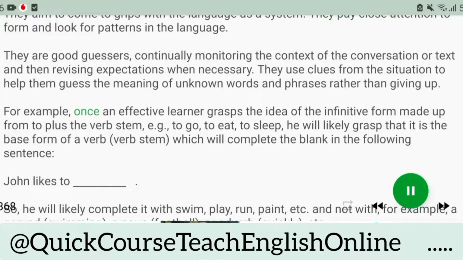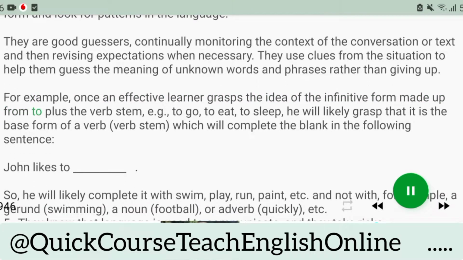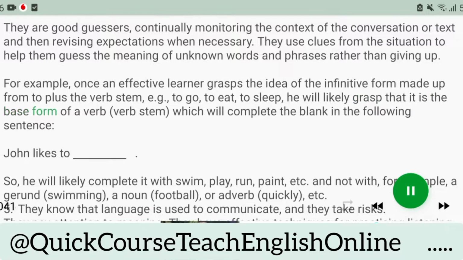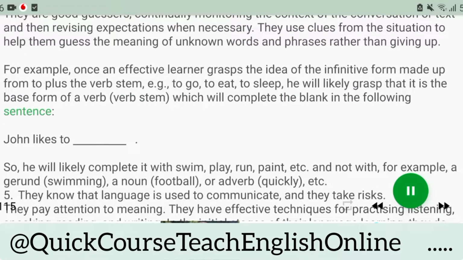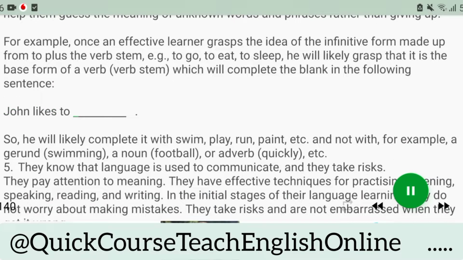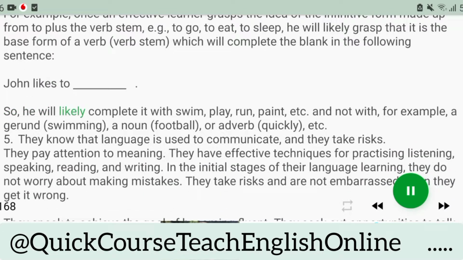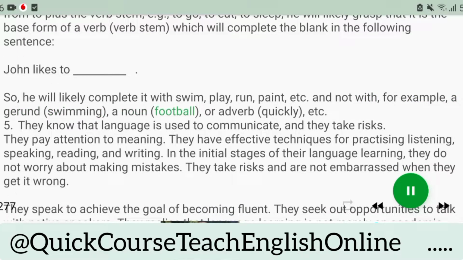For example, once an effective learner grasps the idea of the infinitive form made up from "to" plus the verb stem, e.g., to go, to eat, to sleep, he will likely grasp that it is the base form of a verb stem, which will complete the blank in the following sentence. John likes to ___. So, he will likely complete it with swim, play, run, paint, etc. And not with, for example, a gerund, swimming, a noun, football, or adverb, quickly, etc.